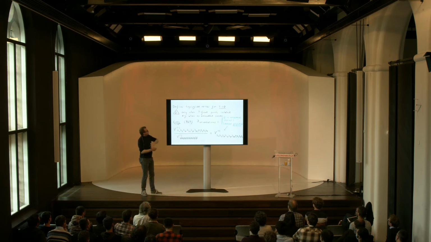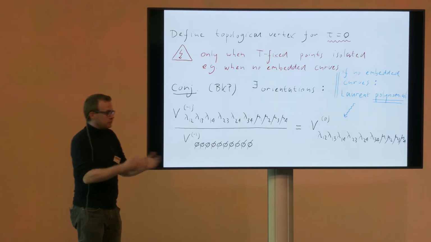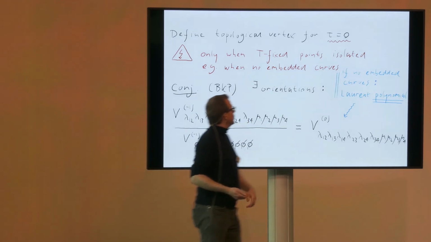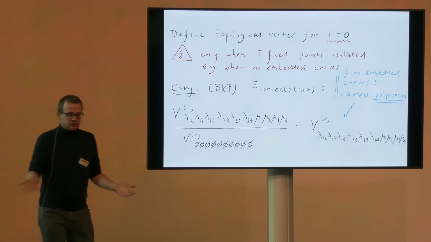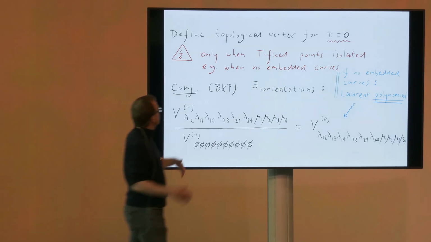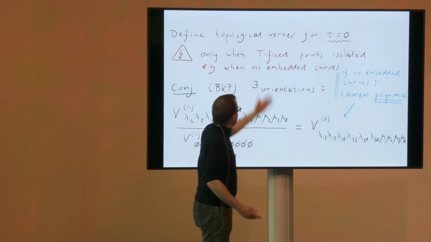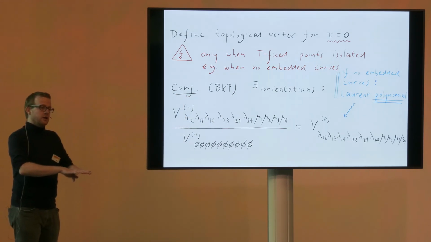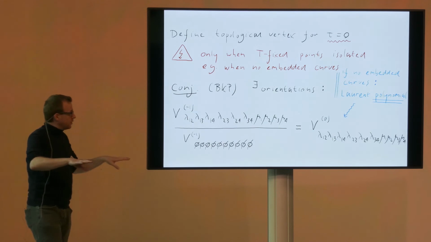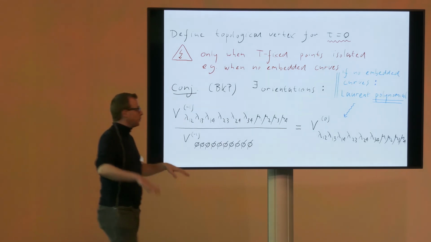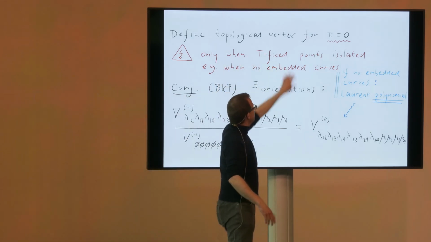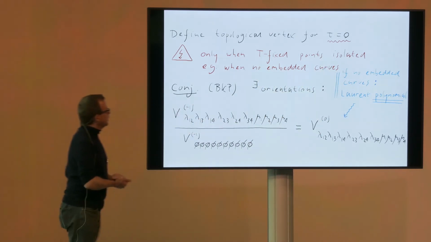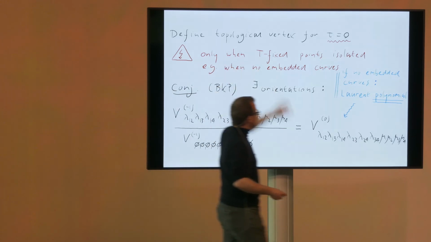You can also define a topological vertex for the tau is 0 side. There's a small caveat. On the tau is 0 side, the fixed points may not be isolated. So we only are able to define it when the T fixed loci are isolated. And for instance, this happens if you only study surfaces and points. So you don't allow embedded curves, but only surfaces and points. Then you're always having isolated T fixed points on the tau is 0 side as well. So it happens quite often, but not always.